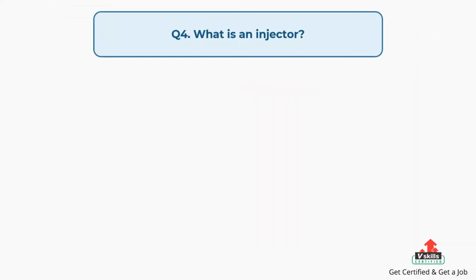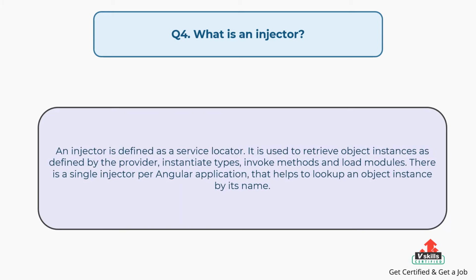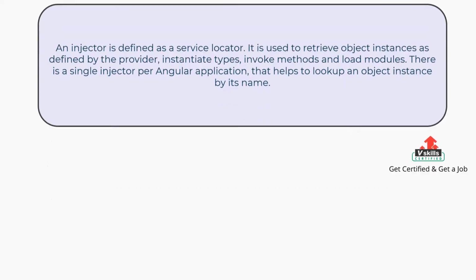Question number 4. What is an injector? The answer is, an injector is defined as a service locator. It is used to retrieve object instances as defined by the provider, instantiate types, invoke methods and load modules. There is a single injector per Angular application that helps to look up an object instance by its name.